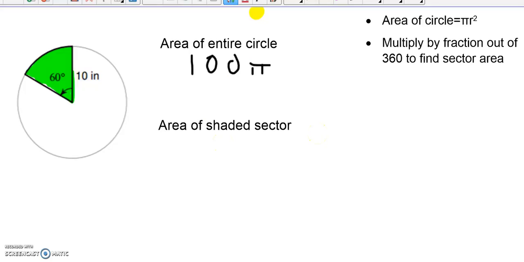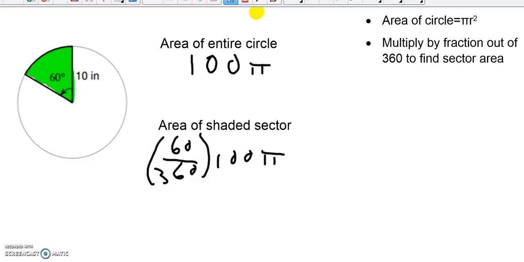Area of a shaded sector, we have to use our fraction. This is our fraction out of 360. So we'll do 60 out of 360. And we'll take that fraction and we'll multiply it by our total area of 100 pi. Now, here's where we have to think about what kind of answer we want. If we want a decimal answer, we could probably throw this fraction into a parenthesis and type this right into the calculator and it would spit out an answer for us. But if we want an answer in terms of pi, this is where it would be helpful to simplify this fraction a little bit.